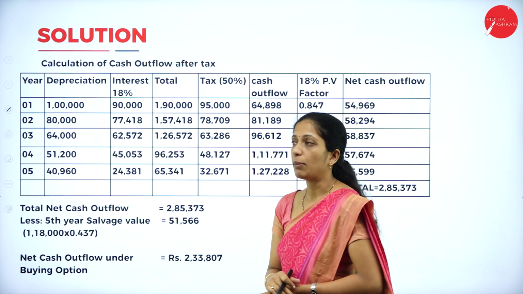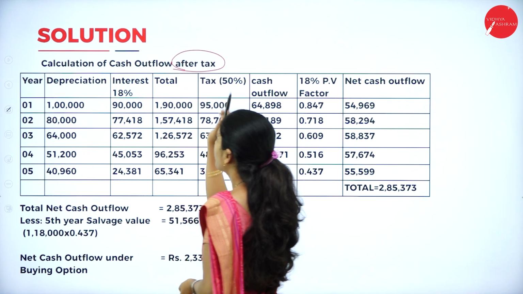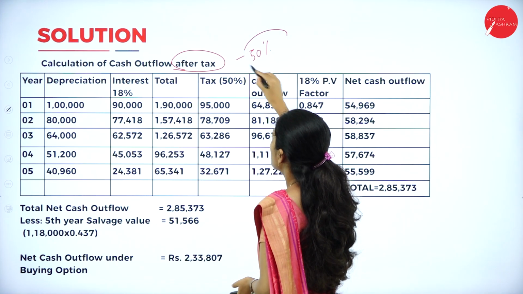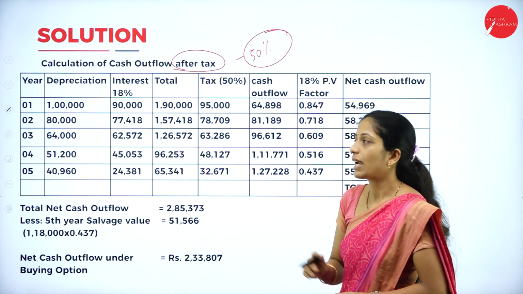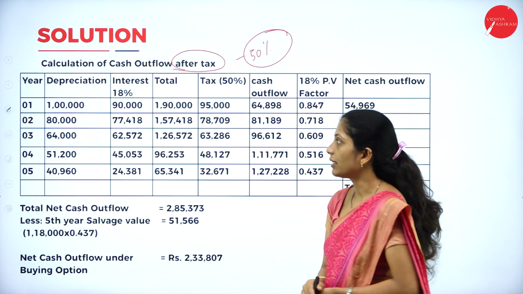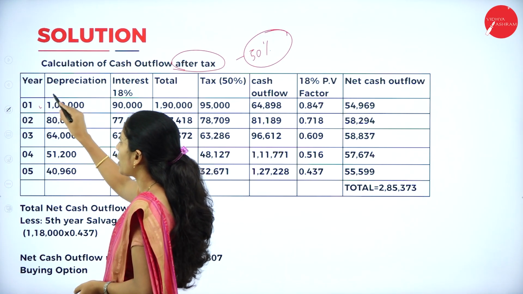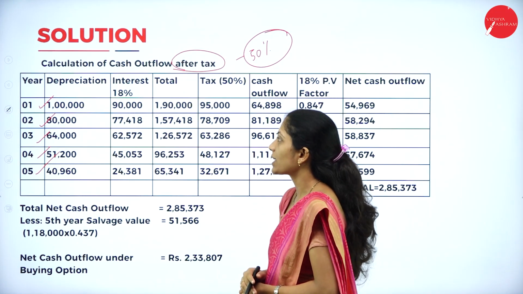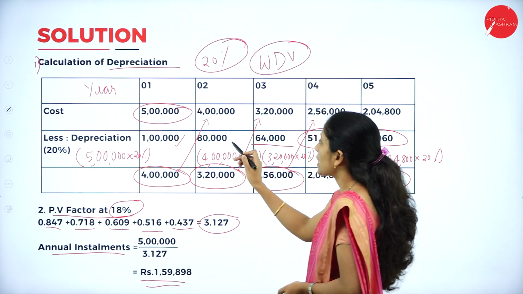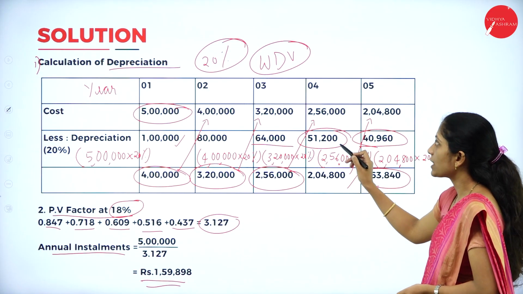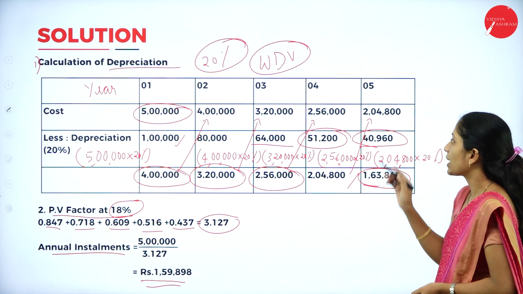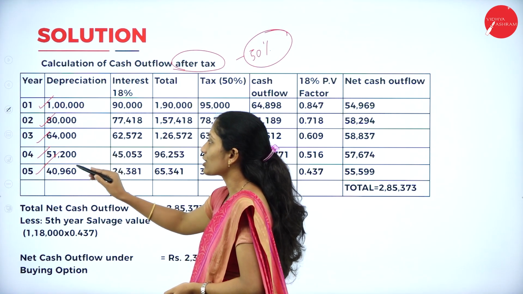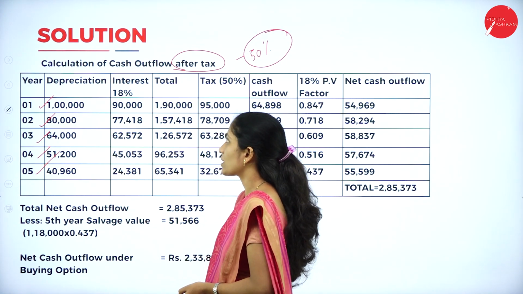Now, we shall go through one more table, that is calculation of cash outflow after tax. There is a tax of 50%. So we have to calculate the cash outflow after tax. There are 5 years, 1, 2, 3, 4 and 5. We know the depreciation, we have already calculated. The first year depreciation is 1 lakh. Second year is 80,000. Third year is 64,000. Fourth year is 51,200. Fifth year is 40,960. Write that amount.